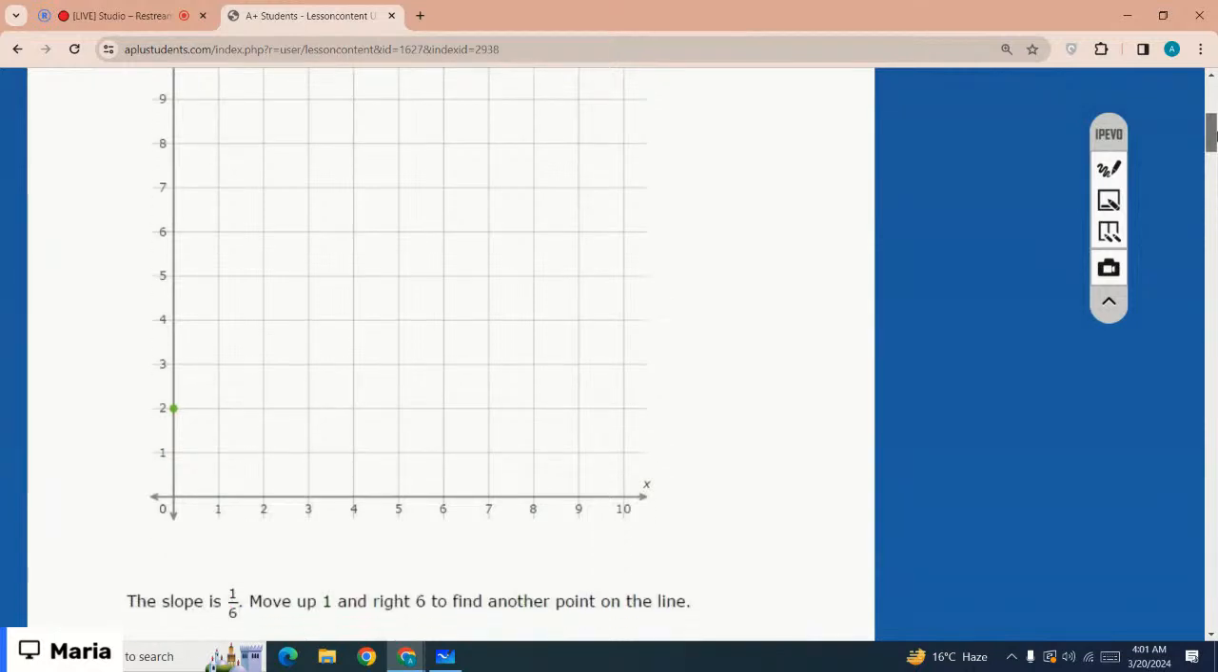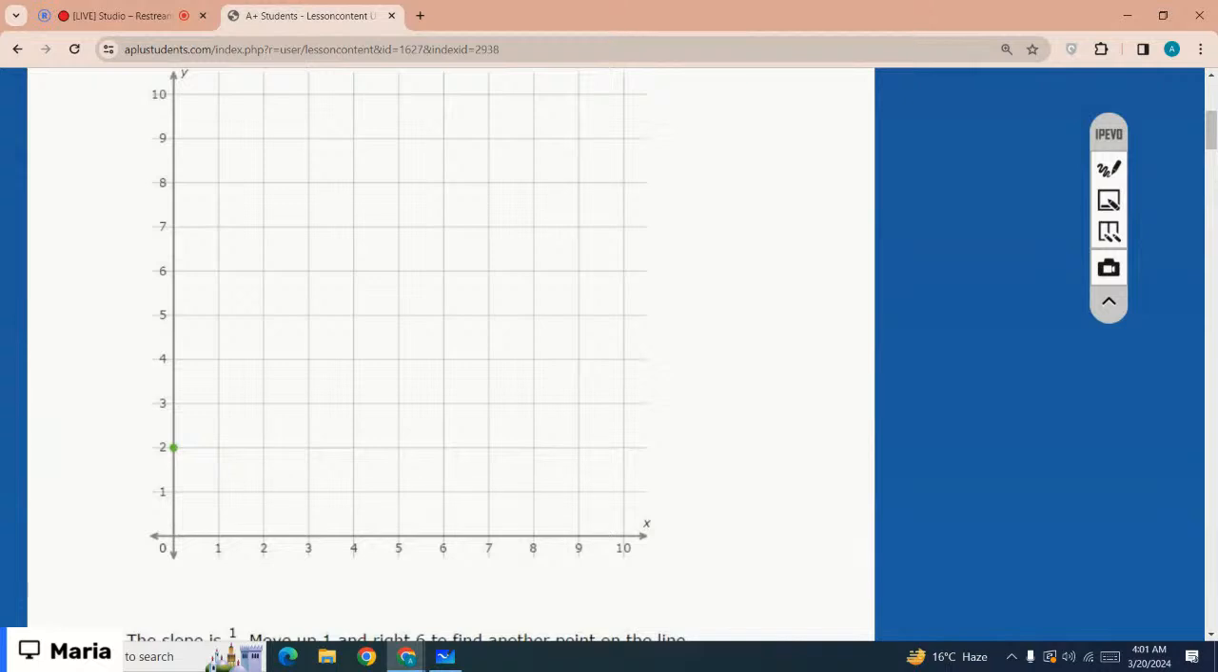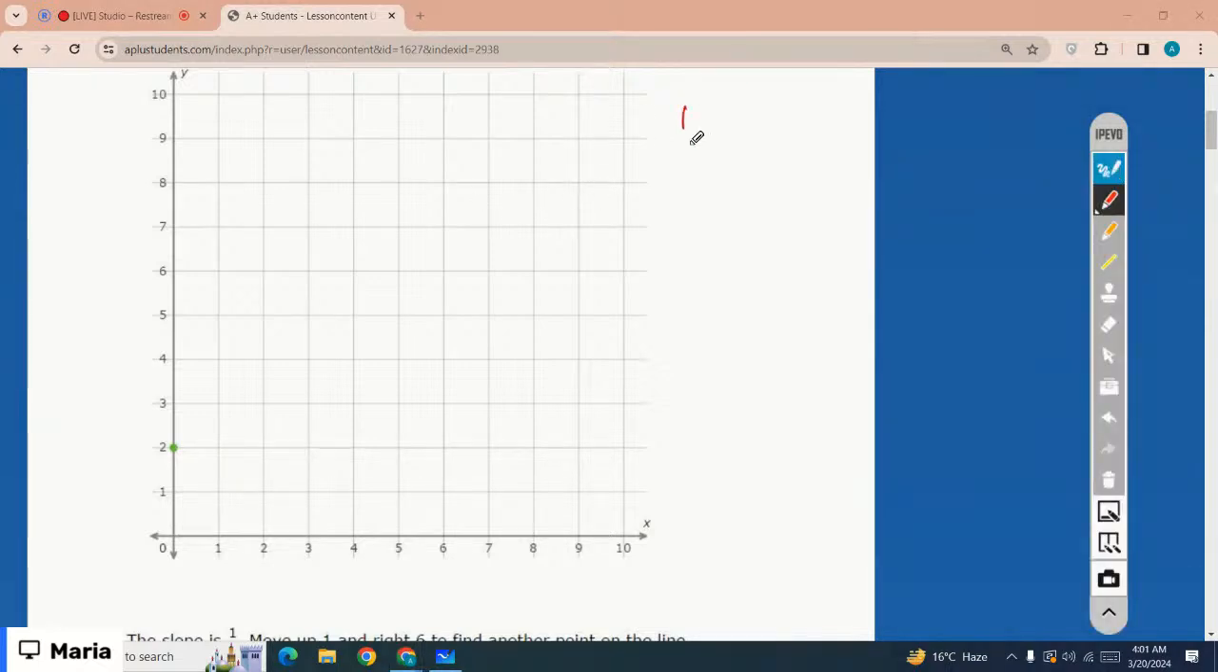You are given the point 0, 2 and slope 1 over 6, right? That is the slope you are given. Okay, first you have to plot a point 0, 2, right? X is 0, y is 2. Here is the point. Now you have to look for the slope 1 over 6.